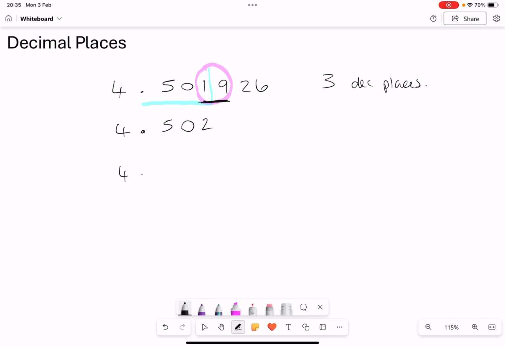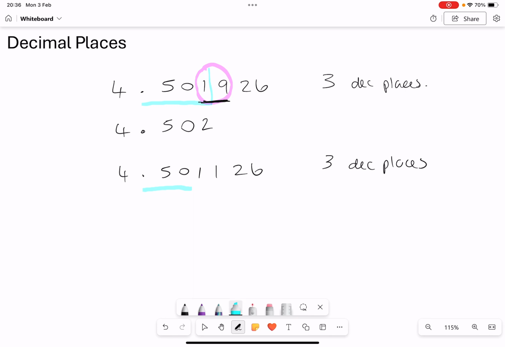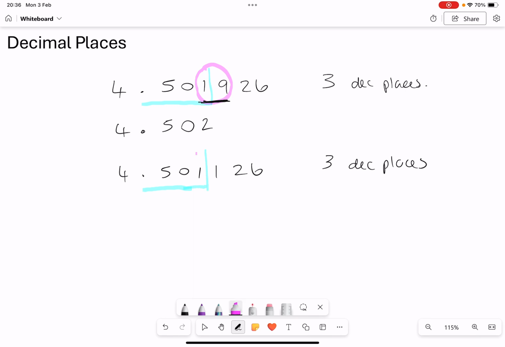And what would happen if I had 4.501126 and I wanted that correct to 3 decimal places? Well, again, my decimal, 3 numbers after that decimal, and then I cut off. I'm interested in the number before the cut off and the number after the cut off. 4 stays the same, 5, 0. My 1 is followed by a 1, which is less than a 5, so that stays as a 1. So 4.501.